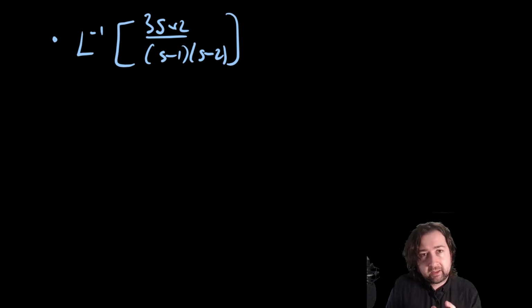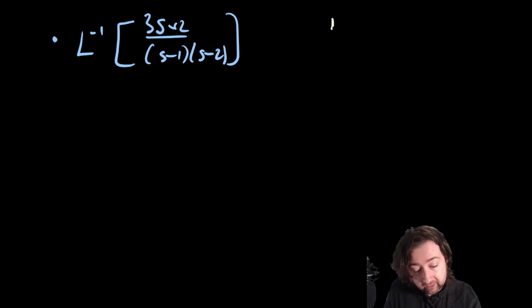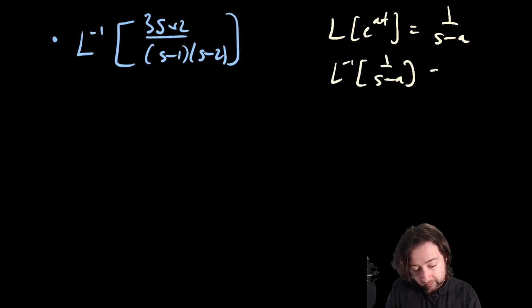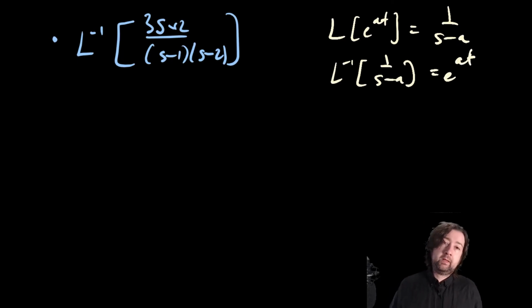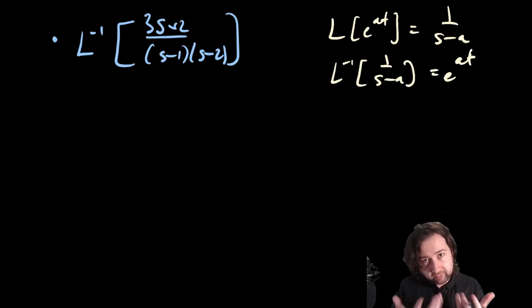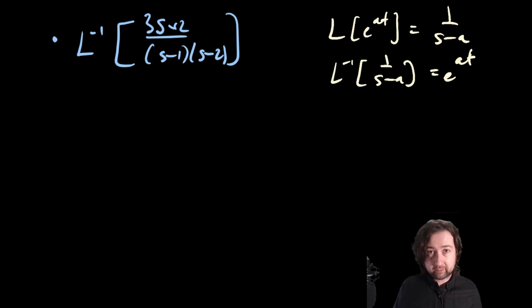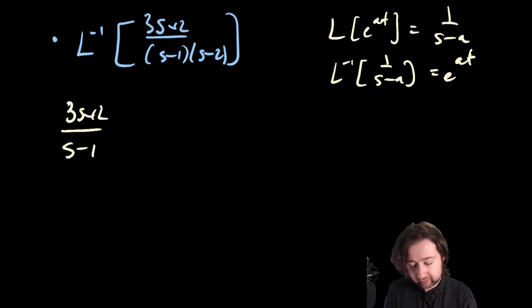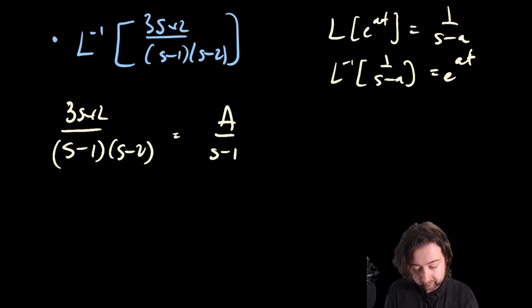If the s minus 1 and the s minus 2 were by themselves, then I could use the fact that the Laplace transform of e to the at is equal to 1 over s minus a, which means the inverse Laplace transform of 1 over s minus a is equal to e to the at. The problem is that they're stuck together as a product, and this is where partial fractions come into play. What I can do is rewrite (3s plus 2) over (s minus 1)(s minus 2) in partial fraction form.